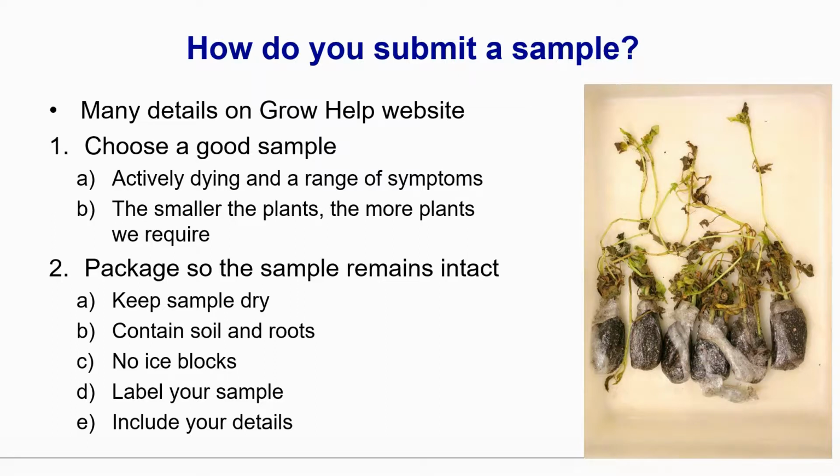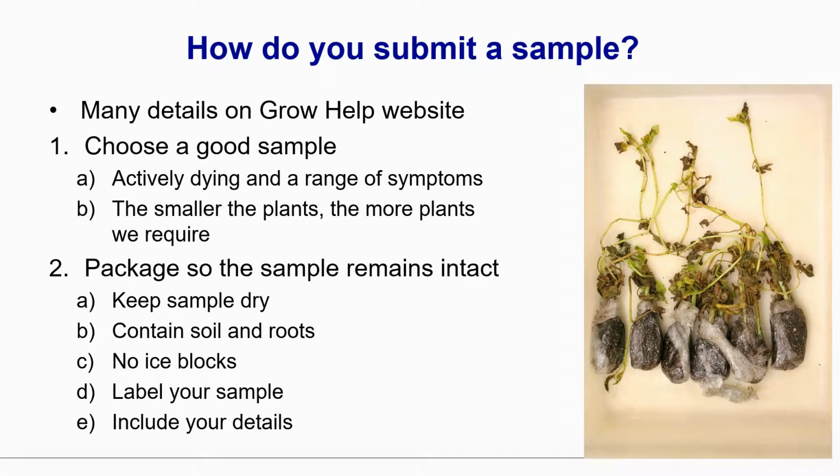Really what we want are samples that are in the process of actively dying. That might sound interesting, but actively dying. So we don't want dead plants. Dead plants have all sorts of secondary bacteria, fungi. We don't want those. We want the plants that are in the process of dying, where we have the margin between dead and dying tissue. For plants that are smaller, we need more plants.